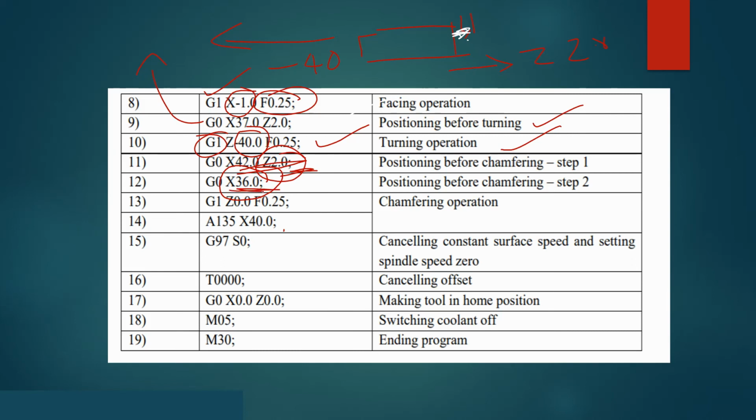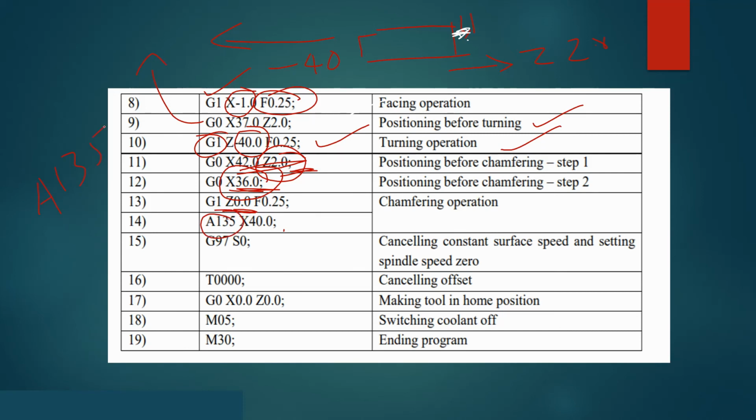Then after that we have to give Z. What Z we have to give means it has to touch the job. So Z is given 0.0. Then from X 36 it will do the operation. Sir, how will it do the operation? This is the reason we have to give another command, the chamfering command, A135.